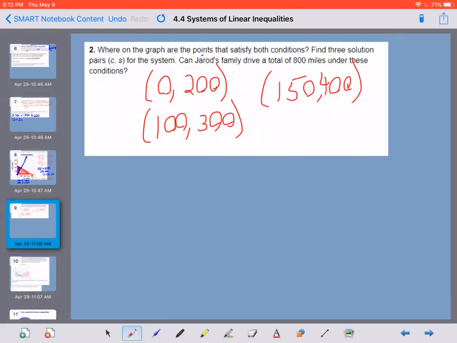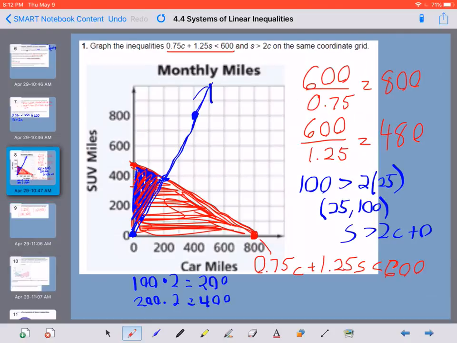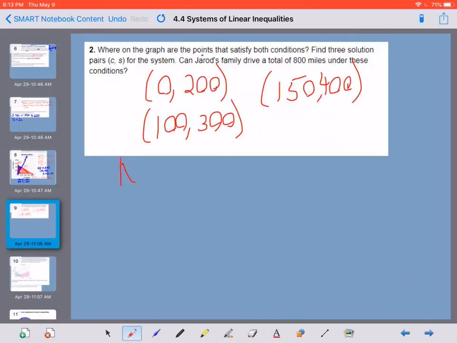So it says, can Jared's family drive a total of 800 miles under these conditions? Well, could we ever get to 800 miles? Well, the highest I can go for car miles is 200. So if I go up to 200, I could go over to 400, which is 600. So no, this doesn't look like something I could do. Highest I can go is 480, and the highest I can go is 200. 200 plus 480 would not be 800. So no, they cannot.